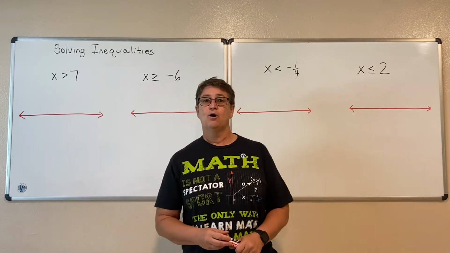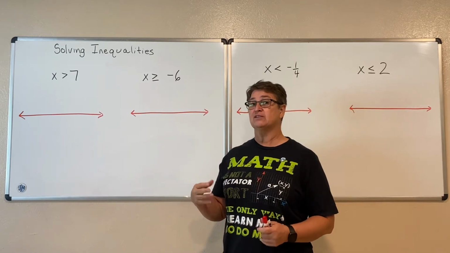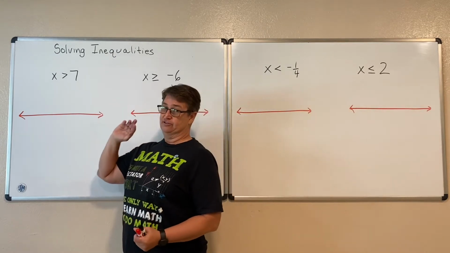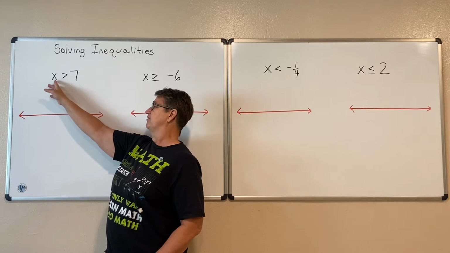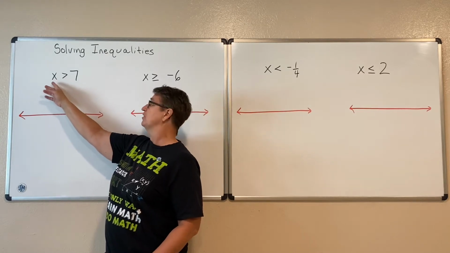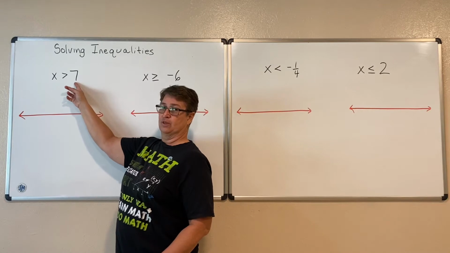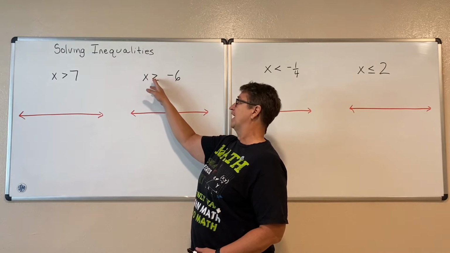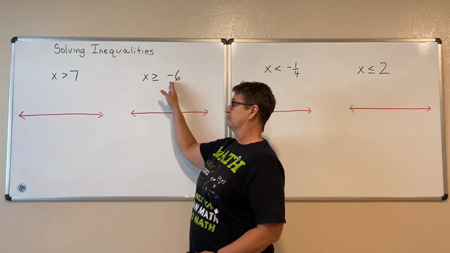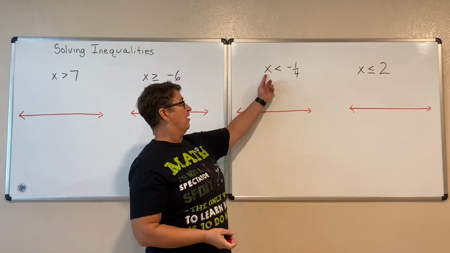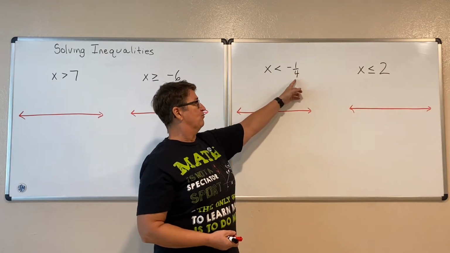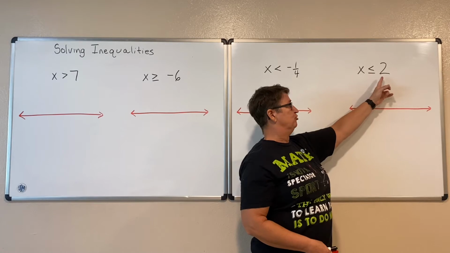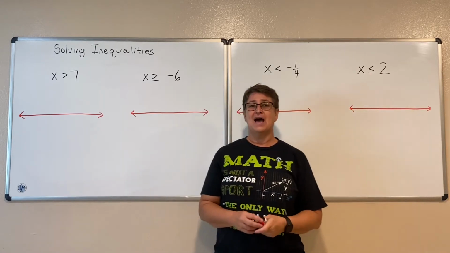We're going to practice now using those symbols and putting a solution on a number line. So let's just read these different sentences first. This says that x, so some number, is greater than 7. This one says that some number, our x, is greater than or equal to -6. This one says our x is less than -1/4, and this one says our x is less than or equal to 2. So what does that mean?